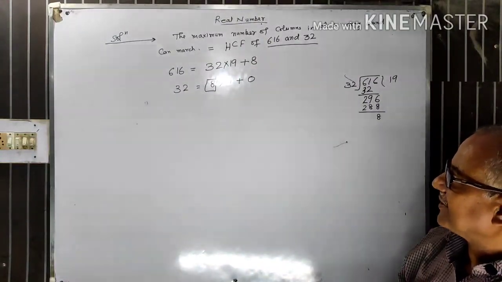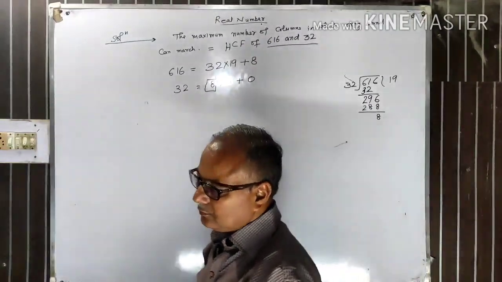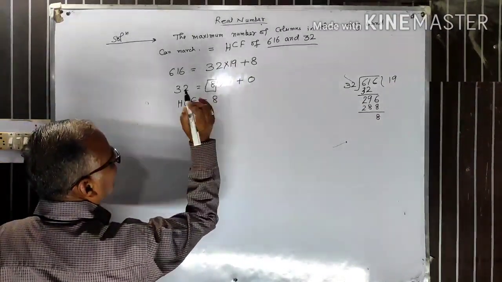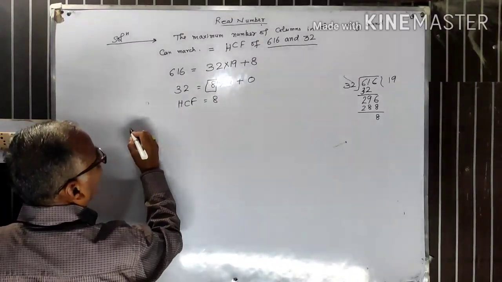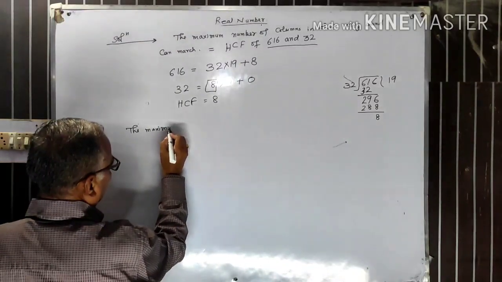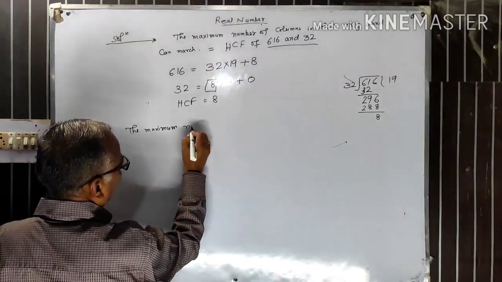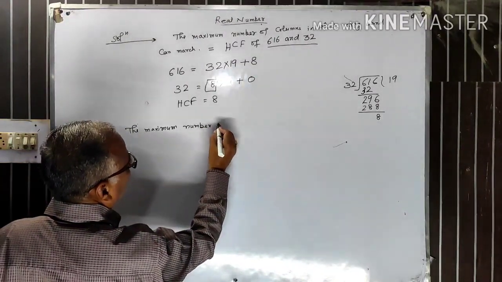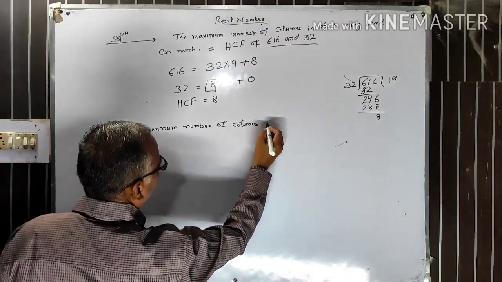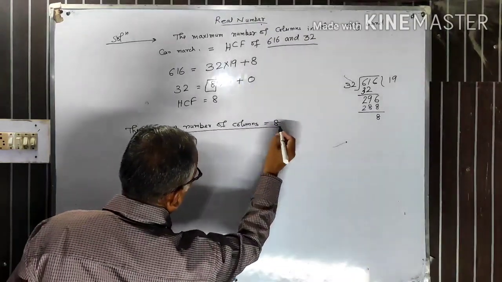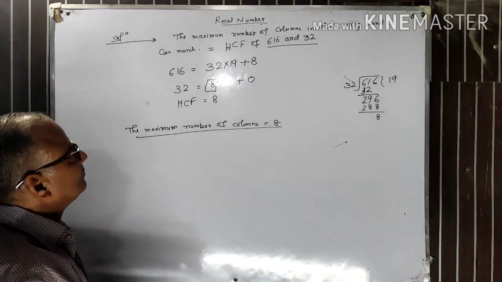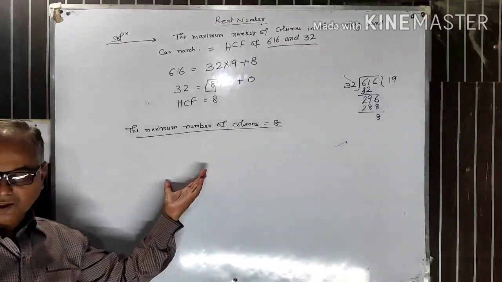Therefore 8 is HCF or maximum number. HCF is 8 and the maximum number of columns is equal to 8. Maximum number of columns is 8. ठीक है भाई, आया सभी के समझ में?